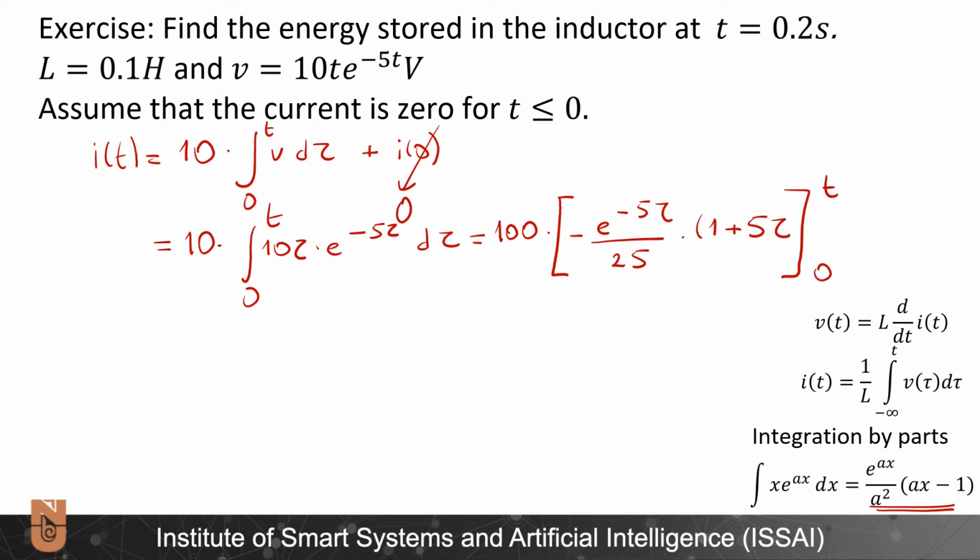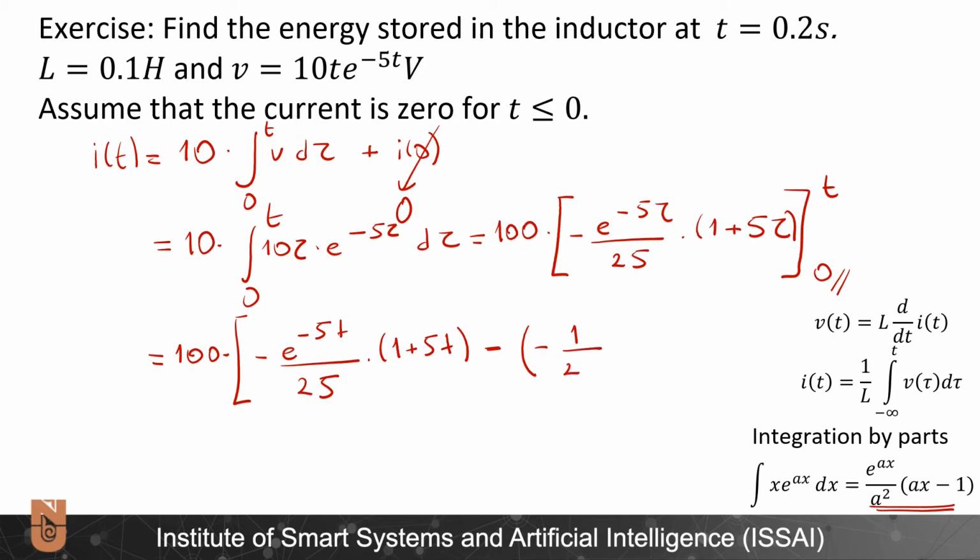Now I need to plug into this expression the t. 100 times, I will put a very big parenthesis here, minus e to the minus 5t divided by 25 times 1 plus 5t. And I will subtract from this expression when I put the value of t equal to 0. And here I observe that I will have minus 1 over 25. Let's close this parenthesis and try to simplify this expression a little bit further.